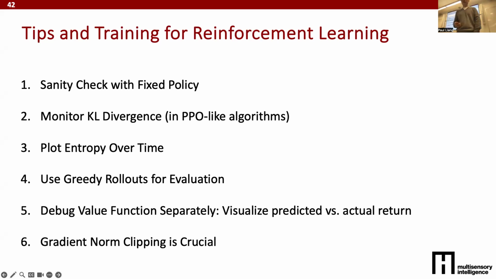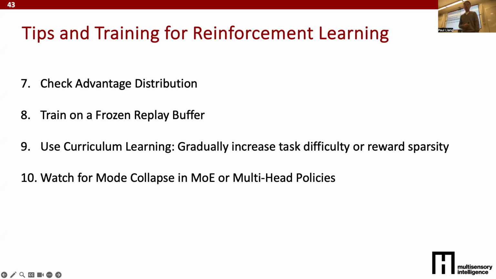Nowadays, gradient norm clipping is also crucial. Check the advantage distribution. If your advantage functions are learned well, they should almost always be mean 0 and variance 1, right? Because you're essentially subtracting a baseline, the rolling mean, and dividing by the standard deviation. So it should follow a nice Gaussian distribution. That helps training. Train on a frozen replay buffer. Use curriculum learning, and watch for mode collapse. Chanaka wrote these 10 things.